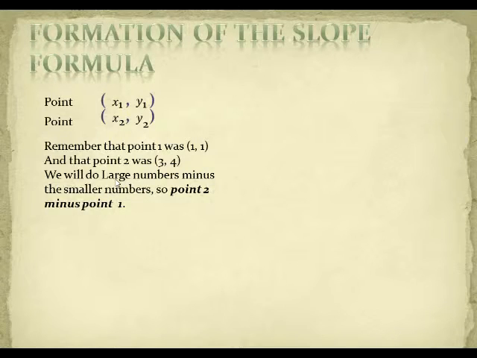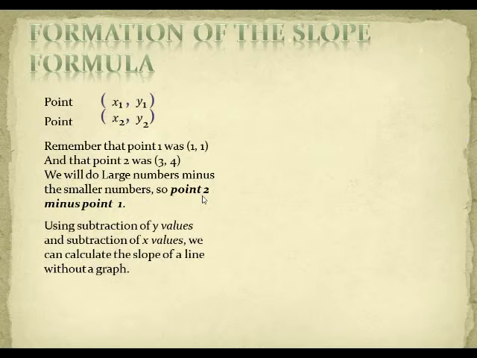So to make things easy, we'll do large numbers minus the small numbers. The large numbers came from point 2. So we'll do point 2 minus point 1. Once again, what are we doing? We saw on the last slide that using subtraction of y values and subtraction of x values, we can calculate the slope of a line without a graph. So, here we go. Slope is rise over run. Rise is change in y. So I want to look at the change in the y values.